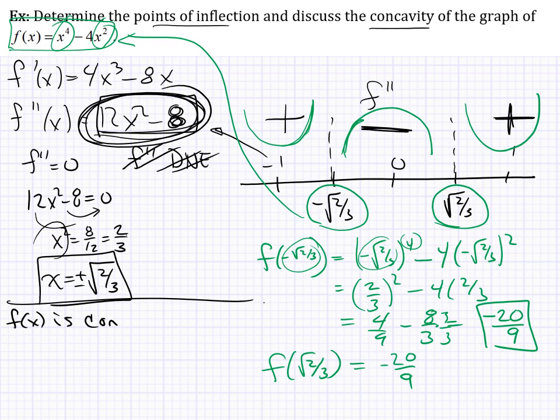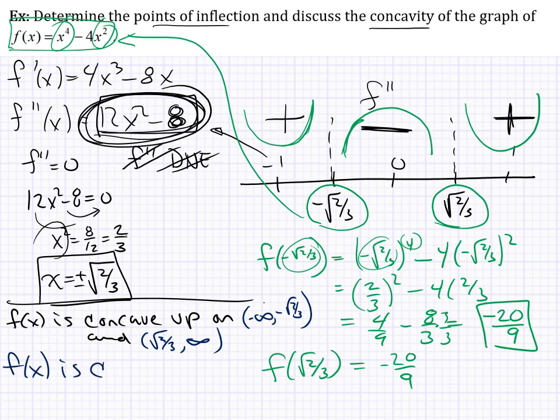is concave up on the interval from negative infinity to negative root 2/3, and the interval from root 2/3 to infinity. We can say that f of x is concave down on the interval from negative root 2/3 to positive root 2/3.